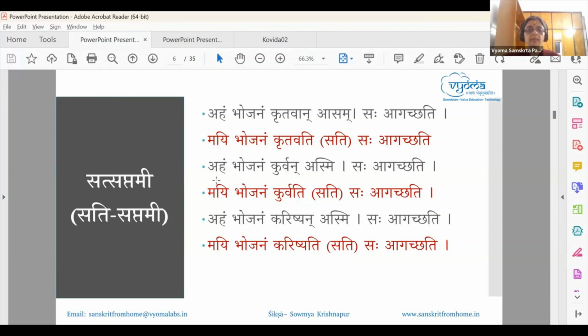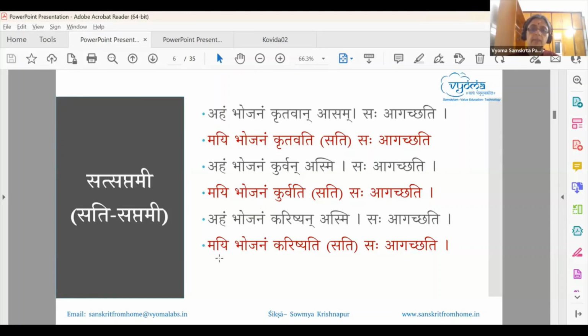So now we'll see the next example. Aham bhojanam kurvan asmi. I am eating now. And saha agachati. So he comes when I am eating right now. Aham bhojanam karishyan asmi. Saha agachati. So this karishyan is actually a bhavishyat kala Shatru Pratyaya. It means that I will be eating at the time he comes. Which means I have not started eating. He has come, then I will eat. So aham bhojanam karishyan asmi saha agachati.